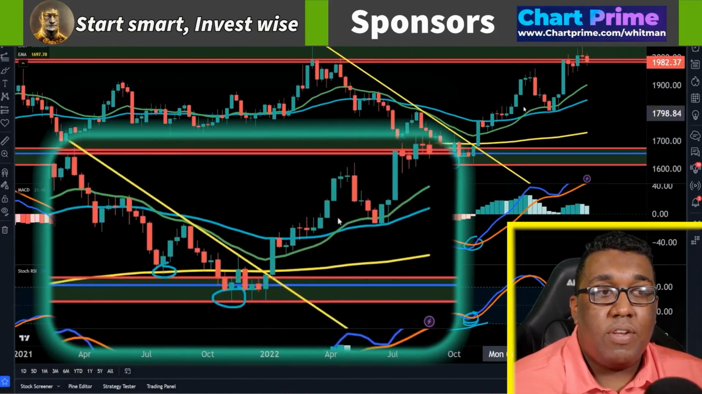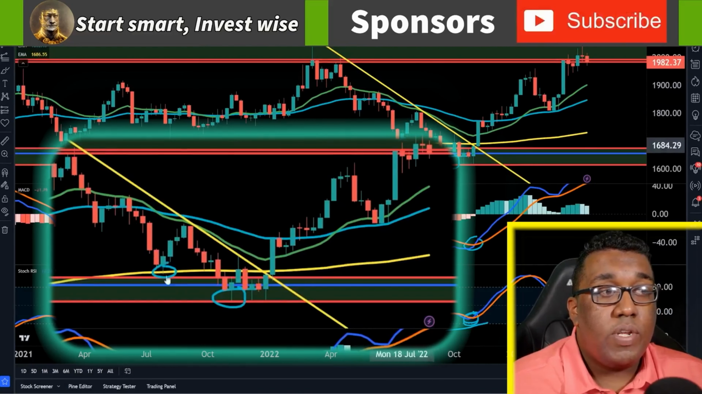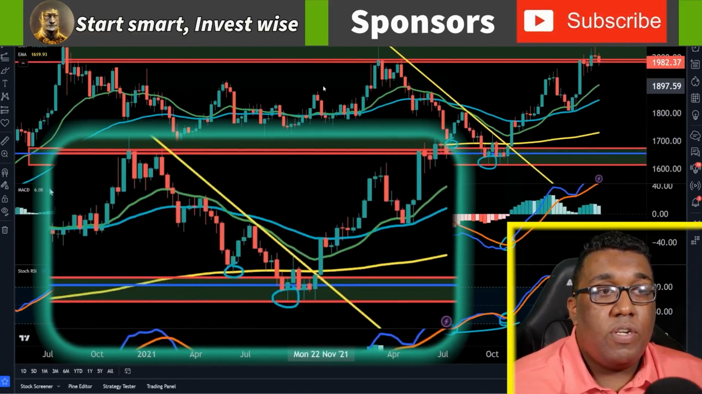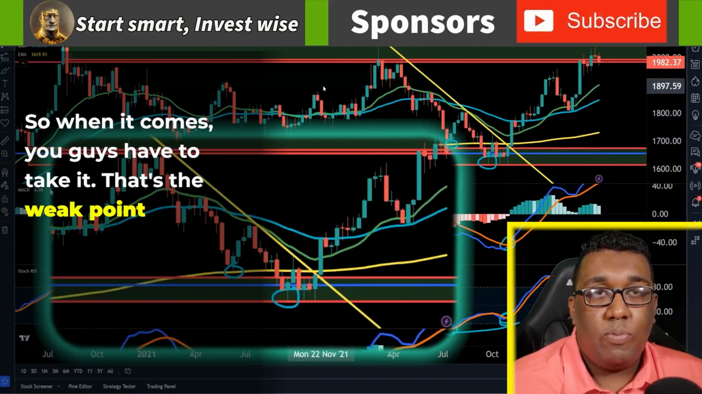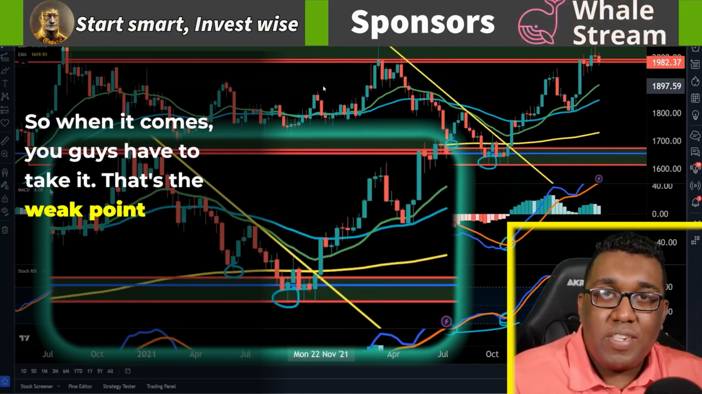Usually you're buying down here, selling at the resistance levels over here, shorting over here, and scaling out at some of these levels. You're not going to always have this opportunity, so when it comes, you have to take it. That's the weak point. You can't trade this every day. You're usually making one big trade, holding for weeks and so forth.